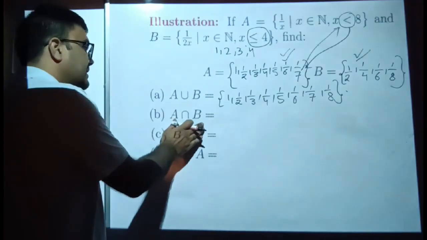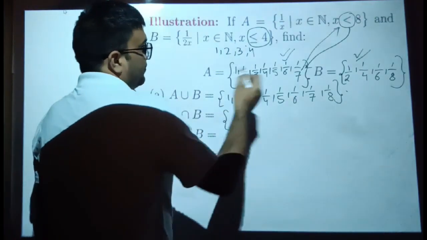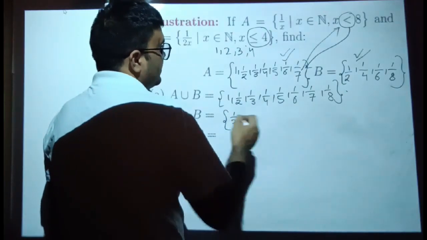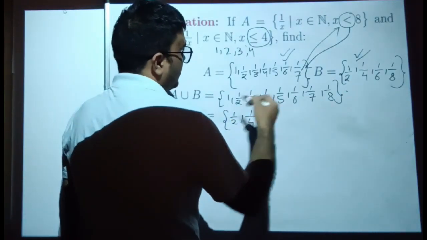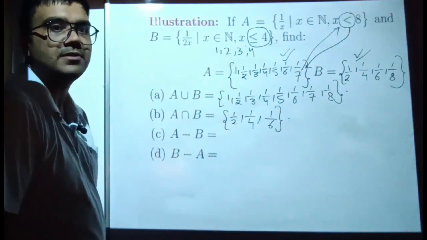What is A intersection B? The common elements we have over here. 1 is not common, 1 by 2 is common, 1 by 3 is not common, 1 by 4 is common, 1 by 6 is common.